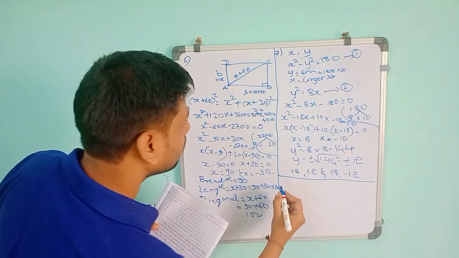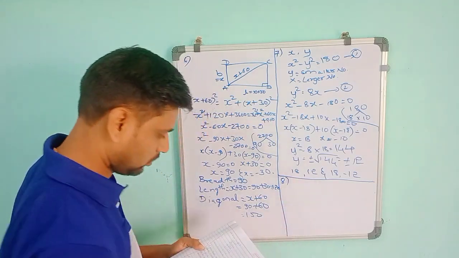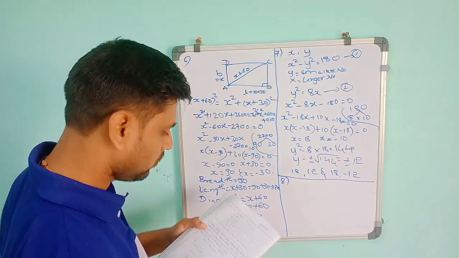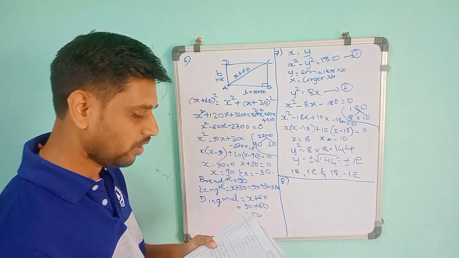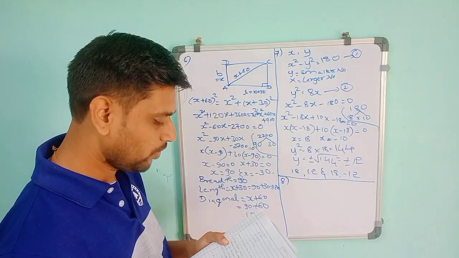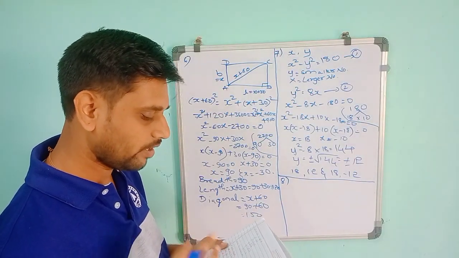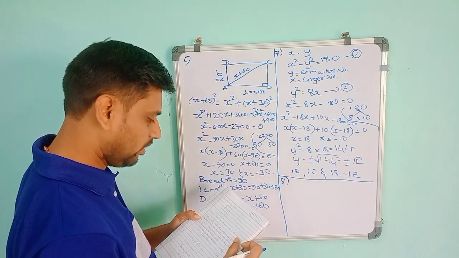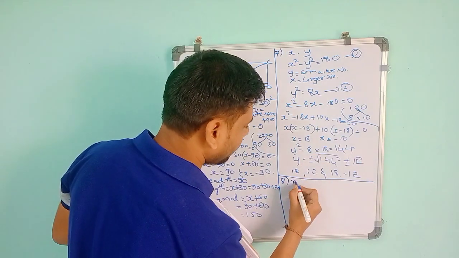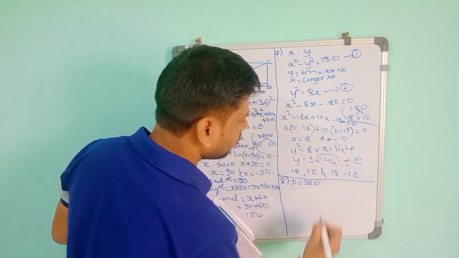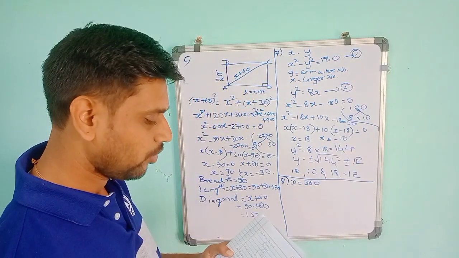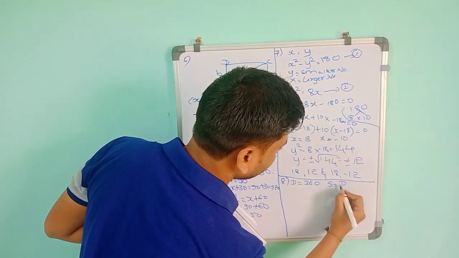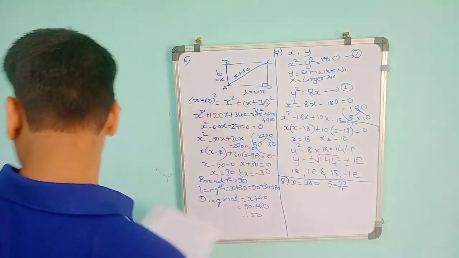So first, the problem: a train travels 360 km at a uniform speed. Uniform means the same speed, okay? If the speed had been 5 km per hour more, it would have taken 1 hour less for the same journey. So the distance is 360, and we have to find the speed. Speed is equal to distance by time.